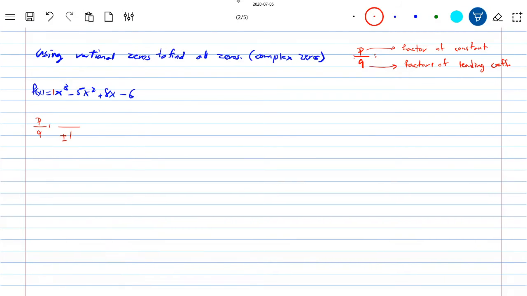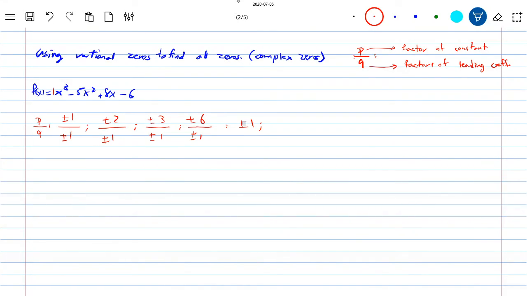How about for P? The possibilities are the factors of -6. 1 could be a factor as well as -1. How about -2 and +2? Again, the denominator is only plus or minus 1 because those are the only factors of 1. Factors of -6 are plus and minus 1, plus and minus 2, plus and minus 3, plus and minus 6. These are all the possibilities to be zeros of f. You can simplify it. Every number divided by plus or minus 1 is just the same.